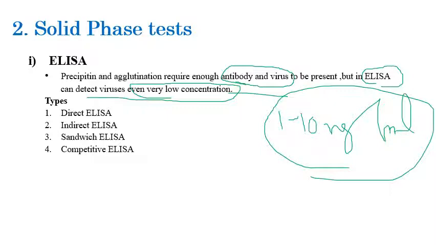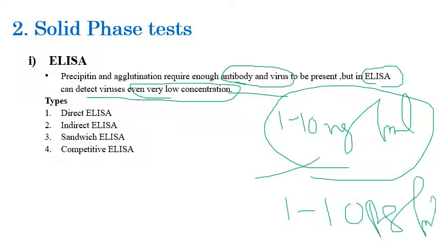I have seen this question many times in many exams, especially national eligibility tests. What is the most sensitive technique used for the detection of plant viruses? That is ELISA, not PCR. The sensitivity of PCR is 1 to 10 picogram per ml.